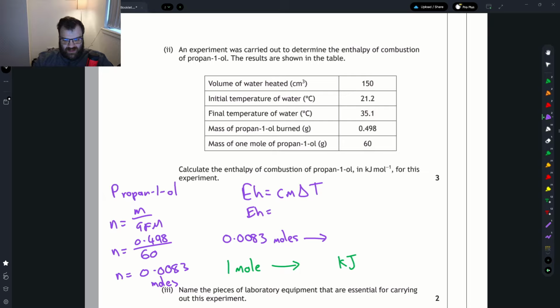We are heating up water, so the heat capacity is 4.18. It's the mass of water being heated, turned into litres, which then relates to kilograms. So it'd be 0.15. 0.15 times by the change in temperature. Take them away from each other. That is 13.9.